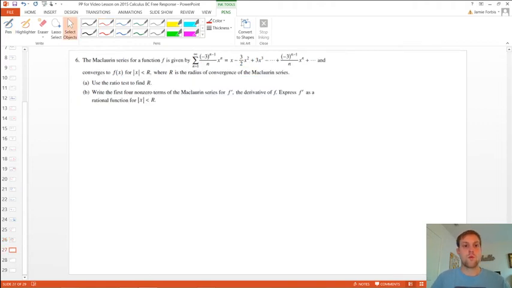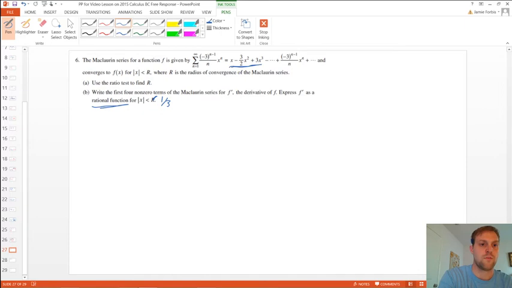Part B says, write the first 4 non-zero terms of the Maclaurin series for f prime, the derivative of what we were originally given, and I want you to express f prime as a rational function. That's going to be interesting. We're going to express f prime as a rational function for whenever absolute value of x is less than r, which in this case we know r is 1/3. Okay. All right, let's start with the derivative first. So it's kind of weird because it gives us the first 3 terms and we need the first 4 terms.